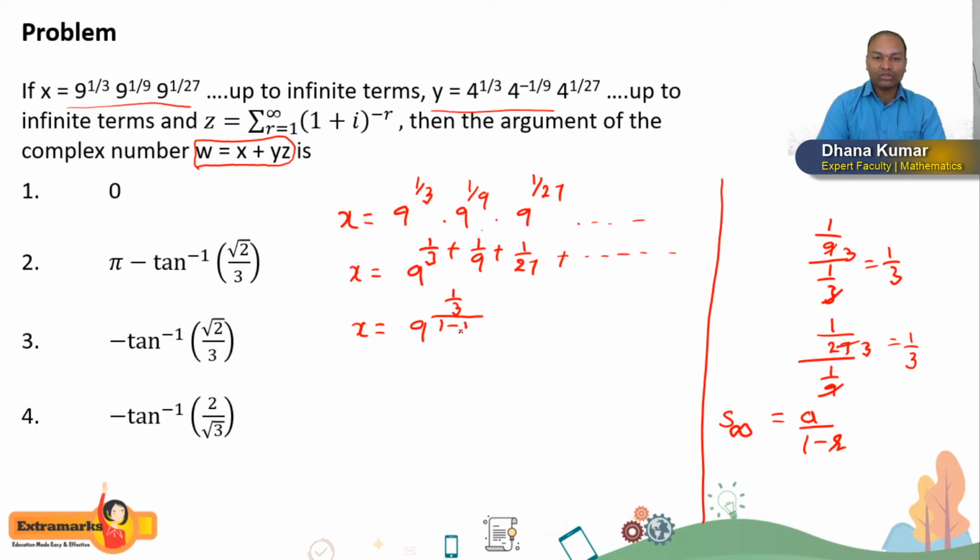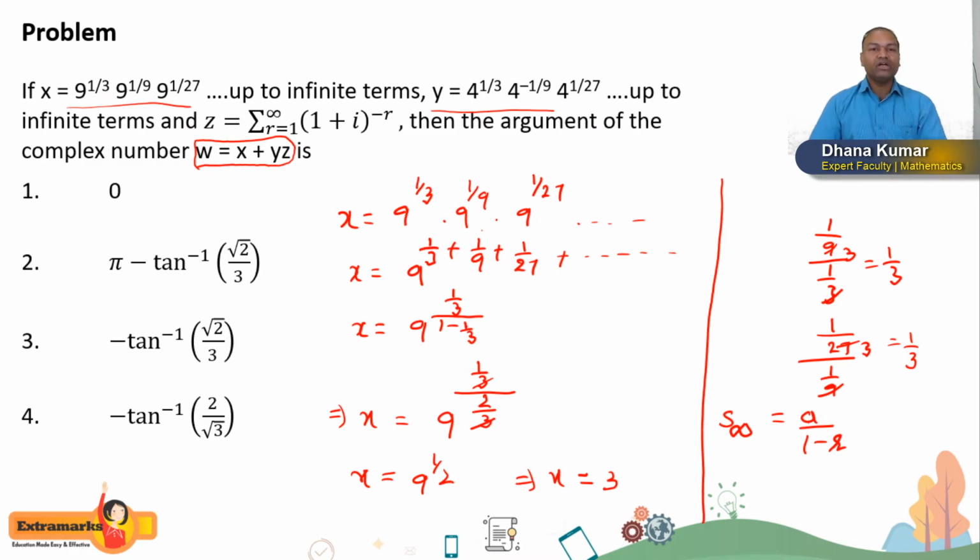Understood? Right. So here the first term is 1 by 3 by 1 minus r. The common ratio also is what? 1 by 3. So implies simplification, x is equal to 9 power 1 by 3 over the denominator. Simplification, LCM is 3, 3 minus 1, 2, 2 by 3. 3 3 cancel. So x is equal to 9 power 1 by 2. Implies x is equal to root 9. Root 9 is what? 3. Okay, the x value we got is 3.